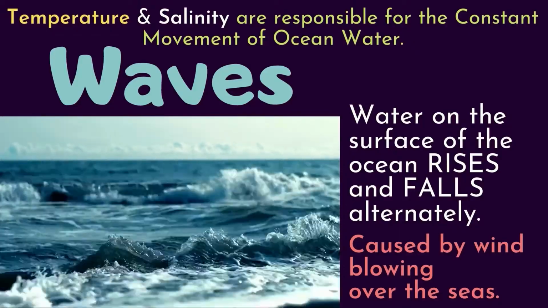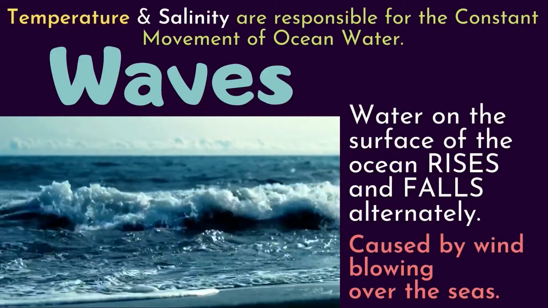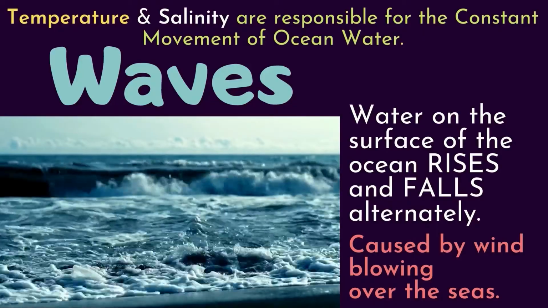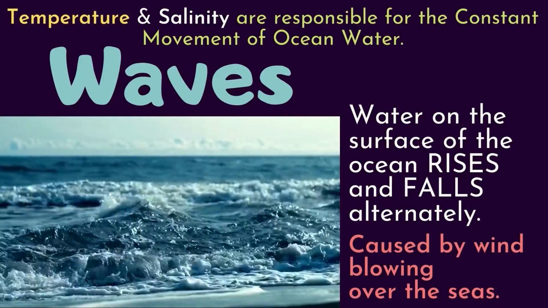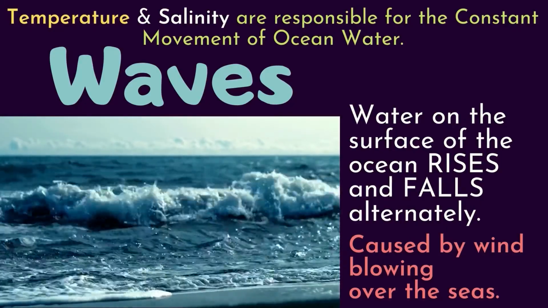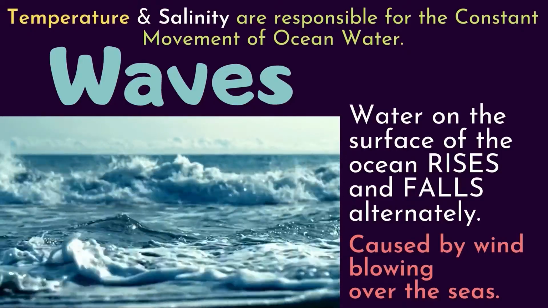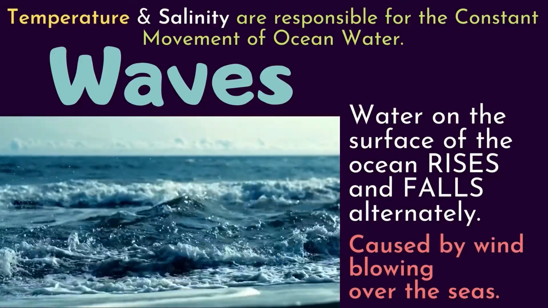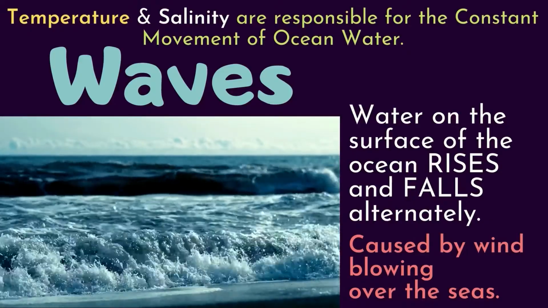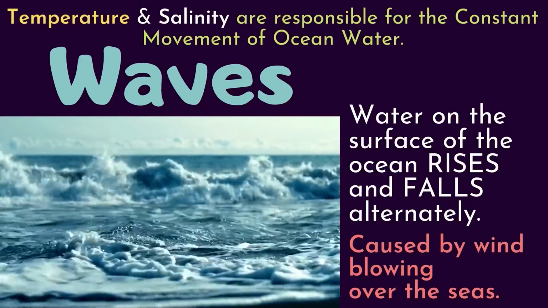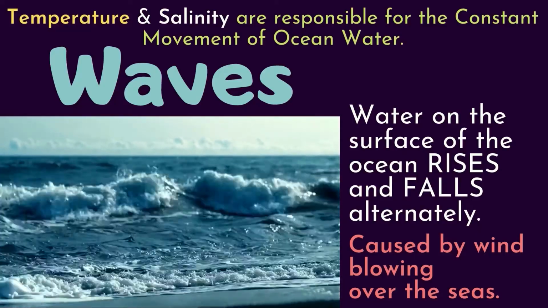Now we're going to learn all about waves. Can you see the waves in the video? Can you see the water on the surface of the ocean? It is rising and falling alternately, right? What is causing it? It is caused by wind that is blowing over the seas. So the waves, the movement of water rising and falling on the surface of the ocean, is caused by wind that is blowing over the seas.